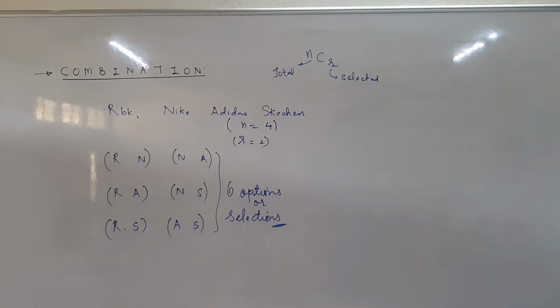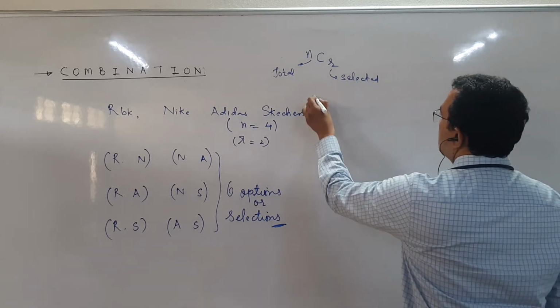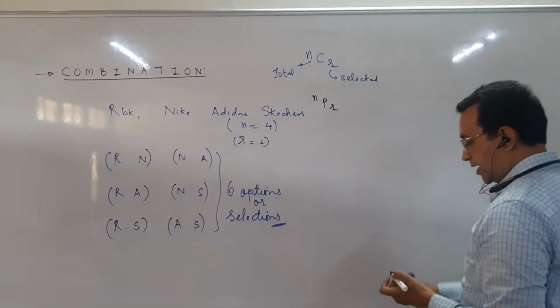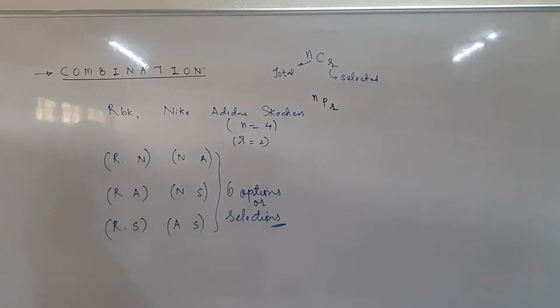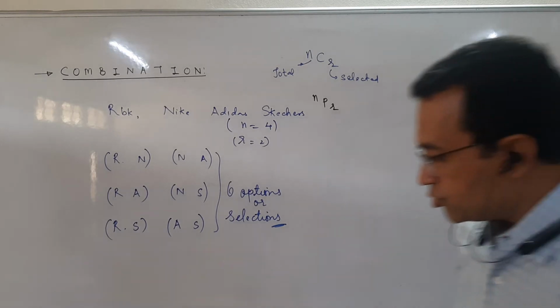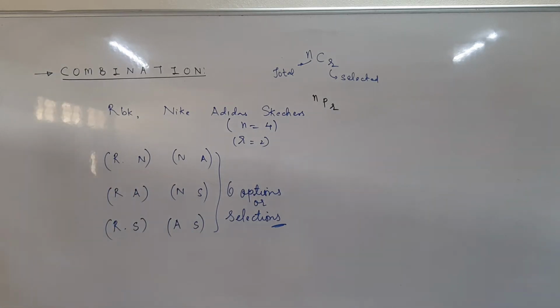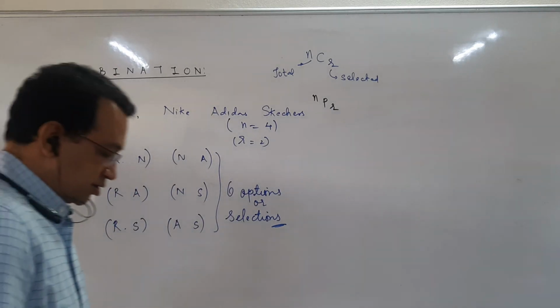Recall the definition of permutation. What was the definition of permutation? The total arrangements of R things out of given n things are called permutations of R things, and it was denoted as NPR. N stands for total things, P stands for permutation, R stands for arranged items, objects or things. In combination, R stands for selected items, objects or things. And in combination, students, the order in which you select the items is not important.